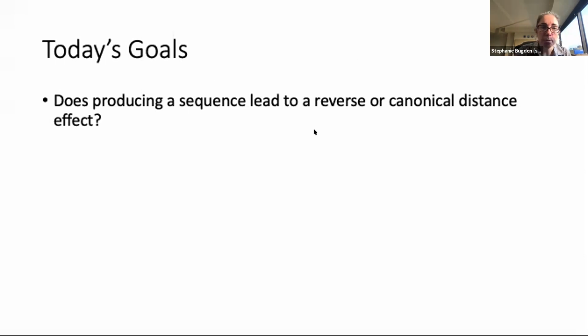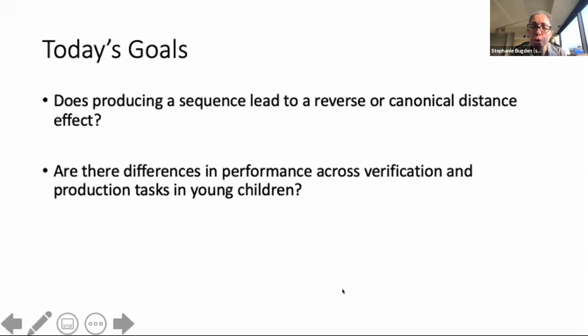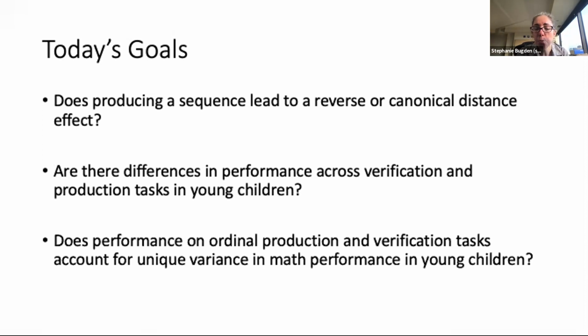So a second goal of the study was to determine whether there were differences in task performance across the verification and production tasks, specifically in the young children, and whether performance on the production task can account for knowledge that the verification task doesn't in young children. And lastly, we explored whether both tasks accounted for unique variance in math performance in children.